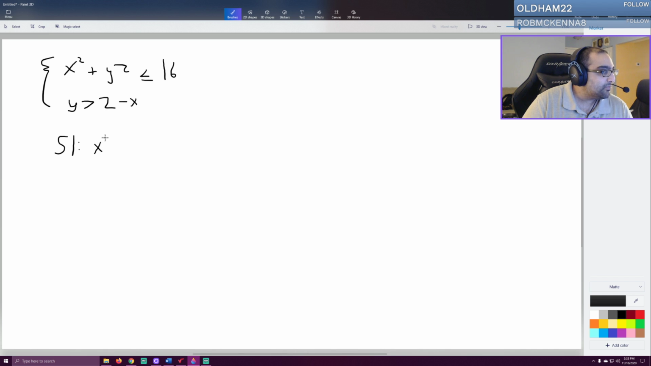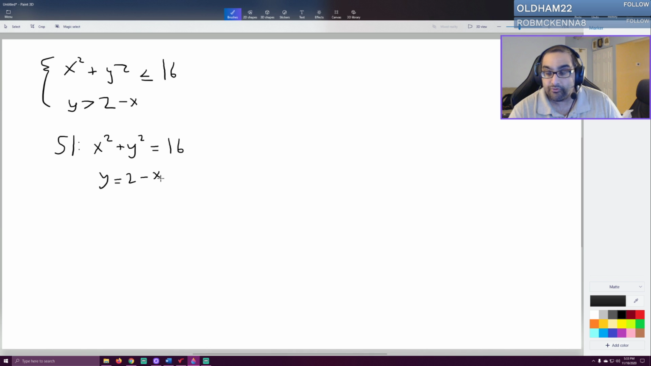First of all, we're going to do the same thing as we normally do. We're just going to change those to equals, just like we normally do. So we have x squared plus y squared equals 16, and y equals 2 minus x. Now, our next step is, of course, to solve for y. One of our equations is already done. However, solving for y in this first equation is going to be very ugly and very messy.